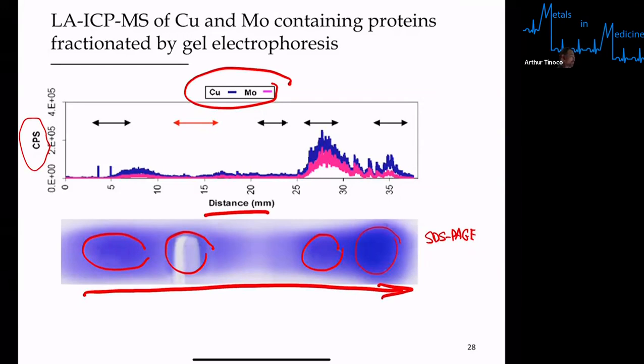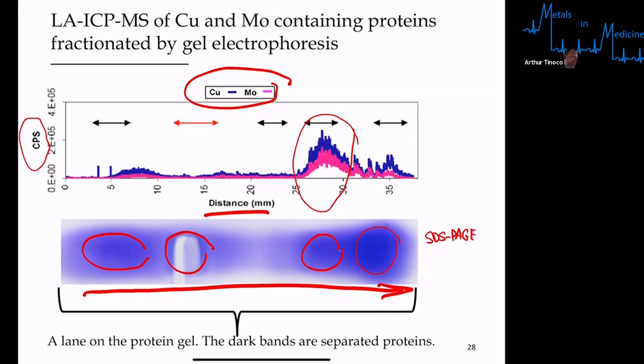And so we see a few of them, the one being this one, which seems to have the highest counts per second of both of the metals, the copper and the molybdenum. So this is another way that you can use the technique of ICP, coupled with a gel, in order to identify something that might be of interest. Again, this is not identification. It's simply telling you that it has the metals of interest.